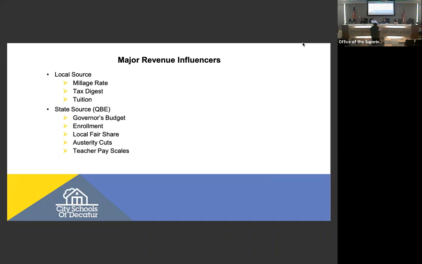Have a question? Oh, no. Major revenue influencers that impact the general fund include changes in local sources, including increases or decreases in millage rate, growth in tax digest, and increases and decreases in tuition. Changes that impact state funding include the governor's state budget, enrollment, class scheduling, reductions from local fair share, austerity cuts, and changes in teachers' pay scale.